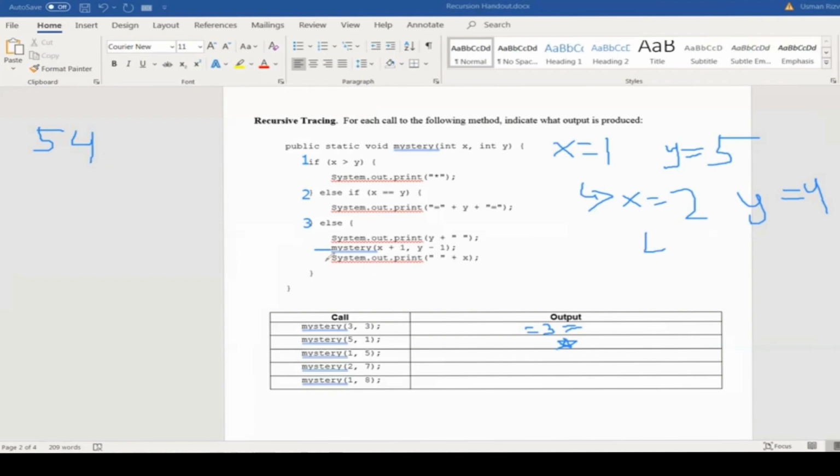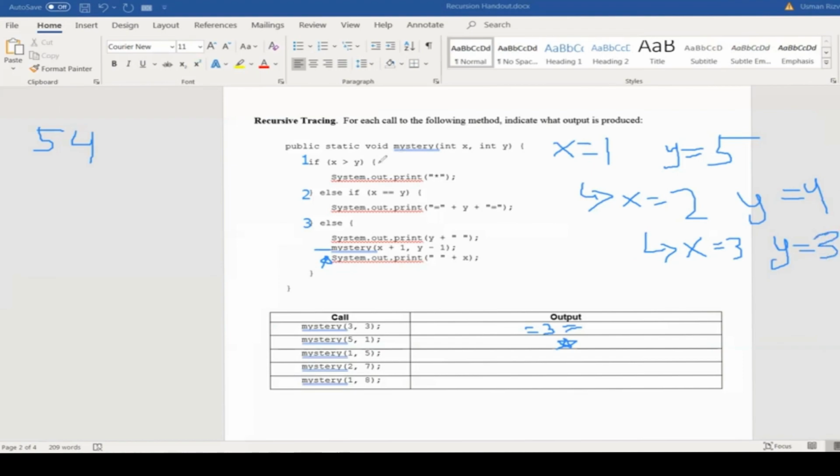Remember, we still have this to execute. We're not going to execute it afterwards. I mean, we're not going to execute it right now. We're going to come back to it. We need to solve what the mystery is. So in this case, when we call recursion again, we have x plus 2. X was 2, so x would be equal to 3. And then y minus 1, 4 minus 1, would be 3.